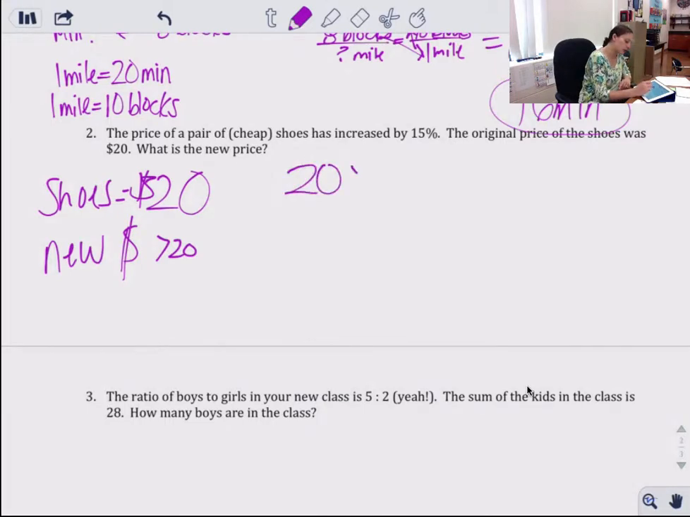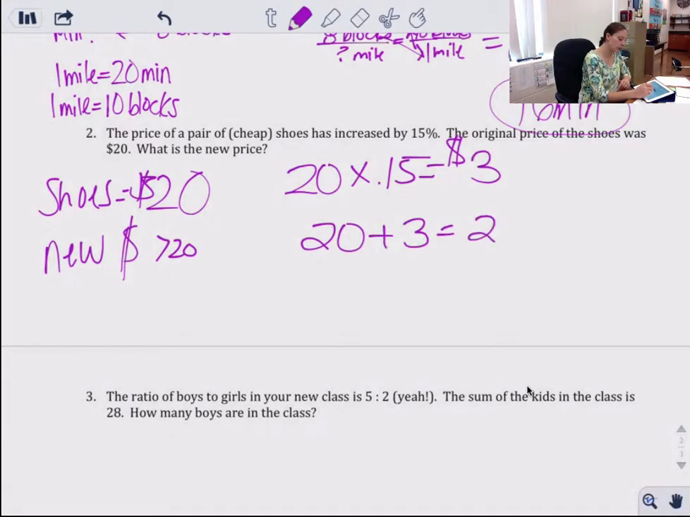20 times 0.15, well, $3. So my shoes have gone up by $3. So what's the new price? Well, they originally cost 20. They went up by $3, so now they cost me $23. Does that make sense? Is it greater than 20? Yes. My shoes now cost me $23. Most shoes don't go up in price, but it is what it is.